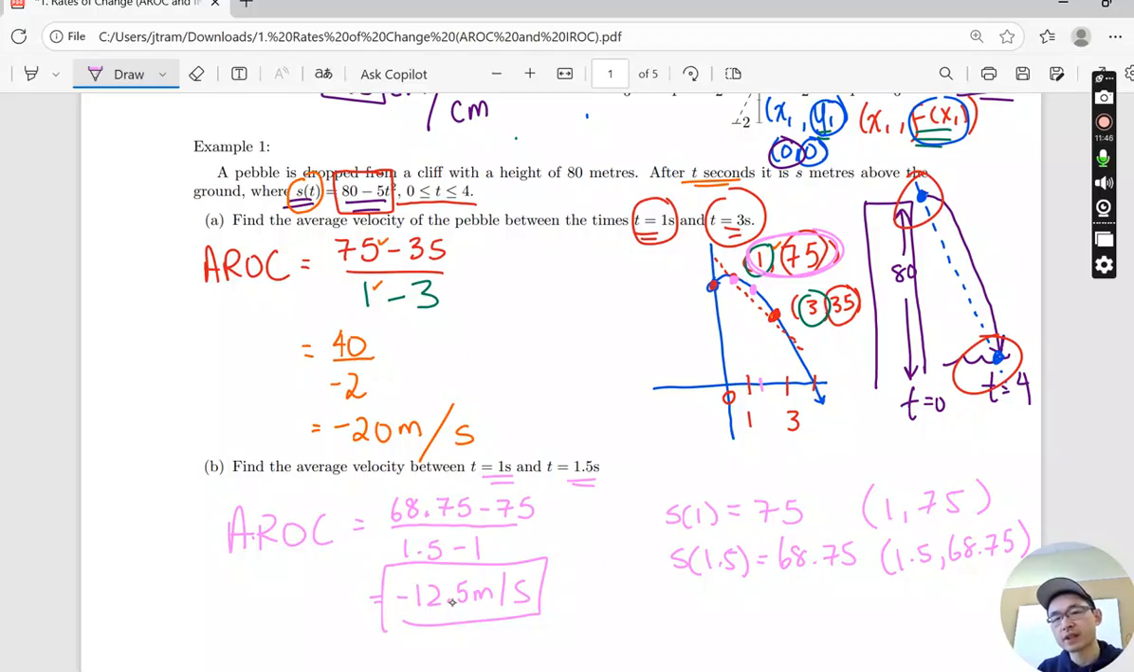Now let's see if this makes sense. Between 1 and 1.5 seconds, it's falling at a rate of negative 12.5 meters per second. Between 1 and 3 seconds, it's falling at a rate of negative 20 meters per second. Does it make sense that for this bigger interval between 1 and 3, it's falling at a faster rate? Sure it does, because of gravity. Between 1 and 3, it's picking up momentum, so gravity has a bigger impact. The average velocity is higher between 1 and 3 than it is between 1 and 1.5.